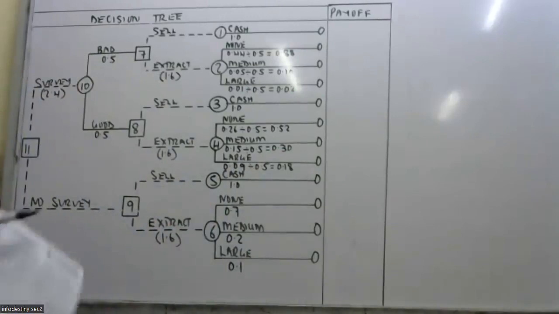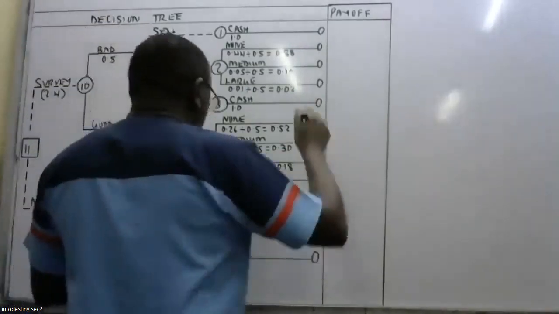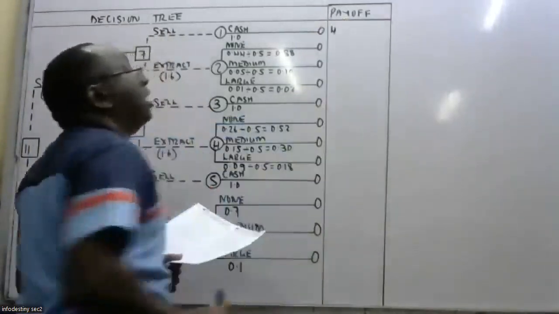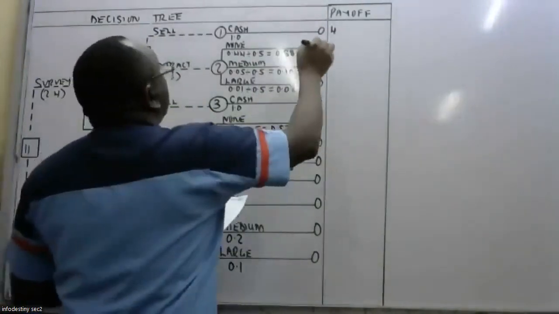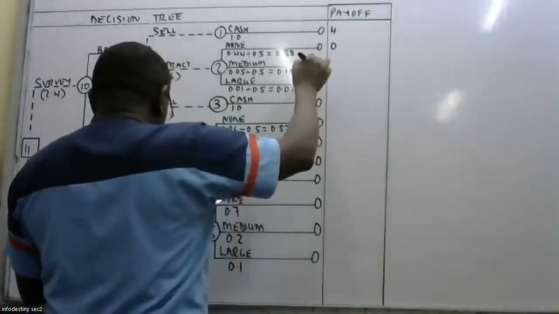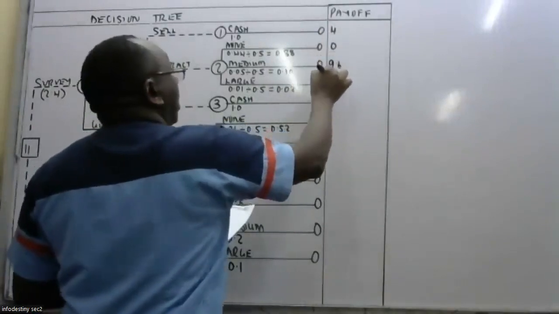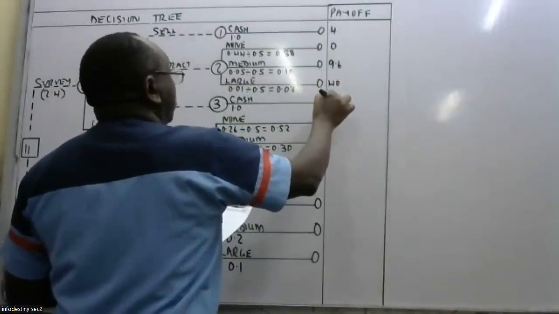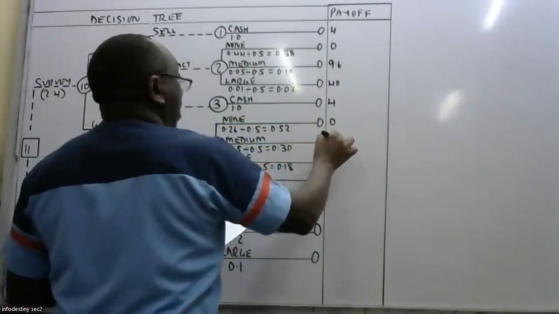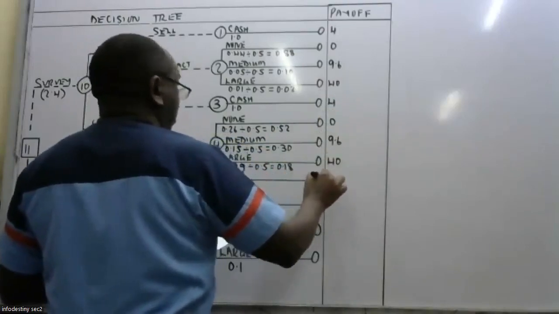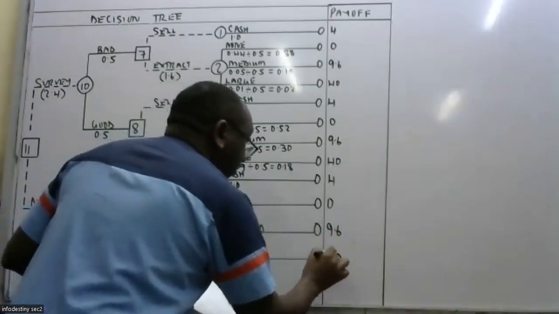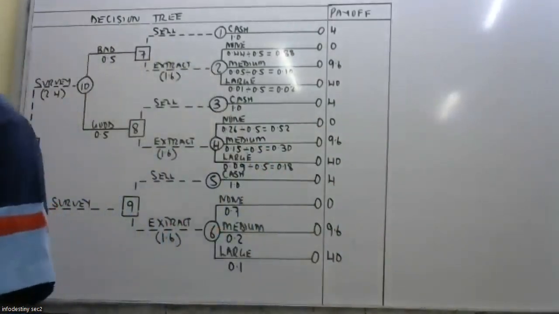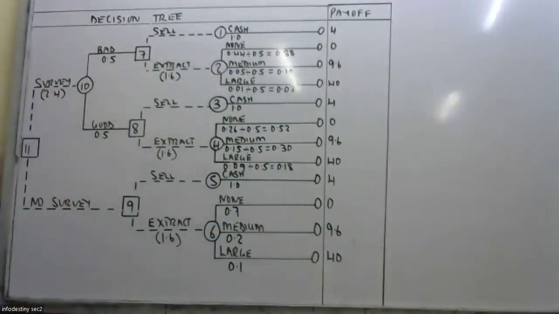And then the payoffs provided are that when you take cash, you have 4 million. If you get none, it is 0. If you get medium deposit, it is 9.6. And then we have 40 here. So this is 4, 0, 9.6, and 40. This is 4, 0, 9.6, and 40. So that question, I want to leave it at that point. We shall complete it like we have done with the others.